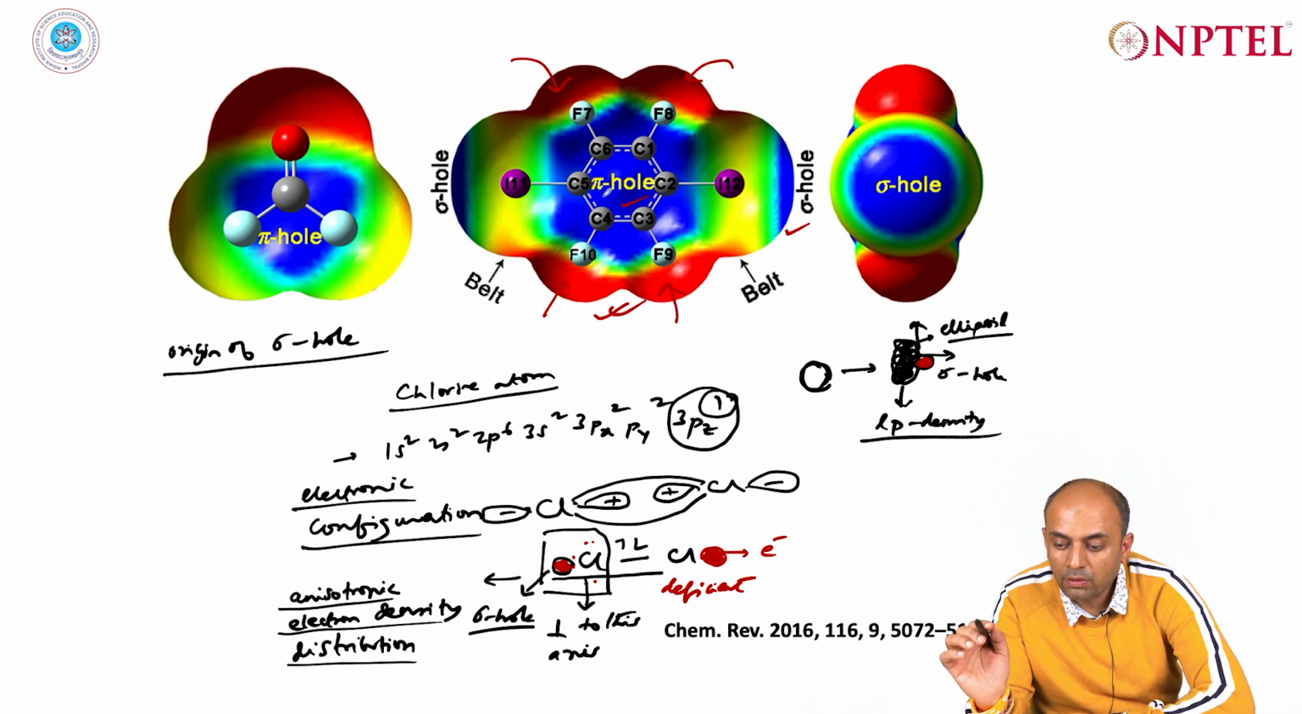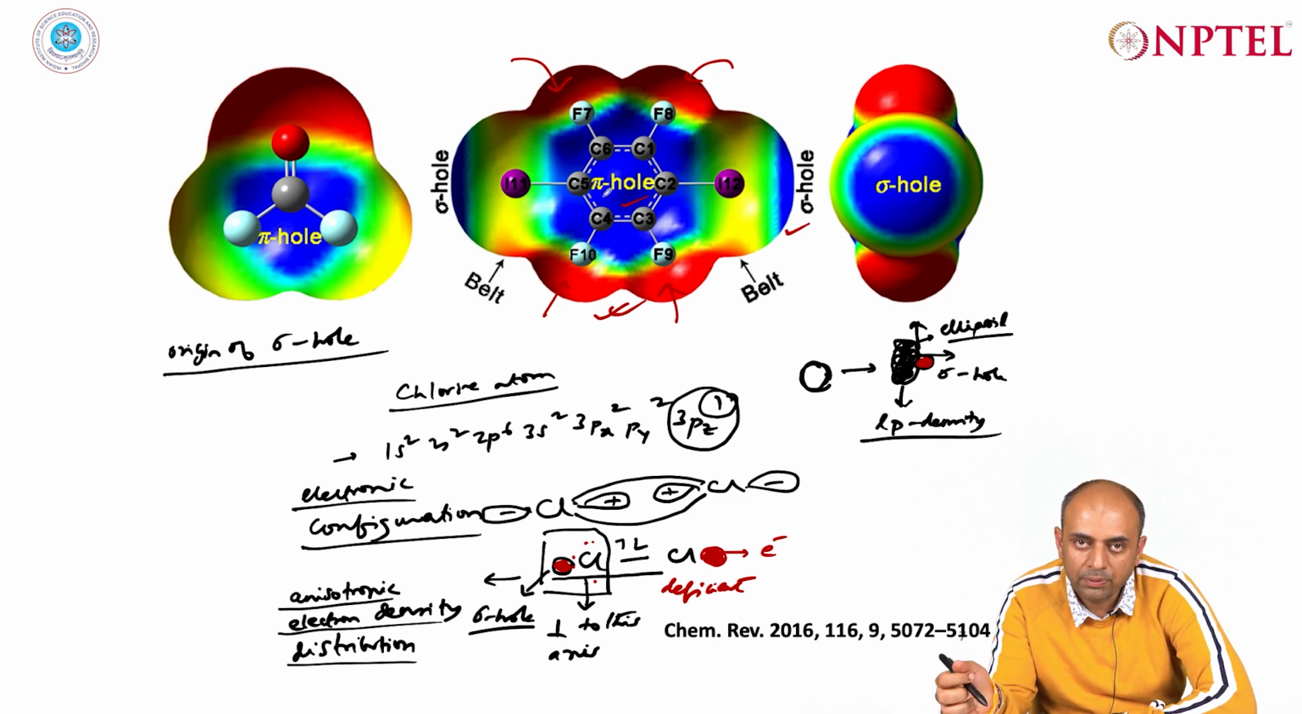So now in the next class we will take up more examples. We will discuss more examples where we have pi hole, sigma hole, and how these pi holes and sigma holes interact with electron rich species.